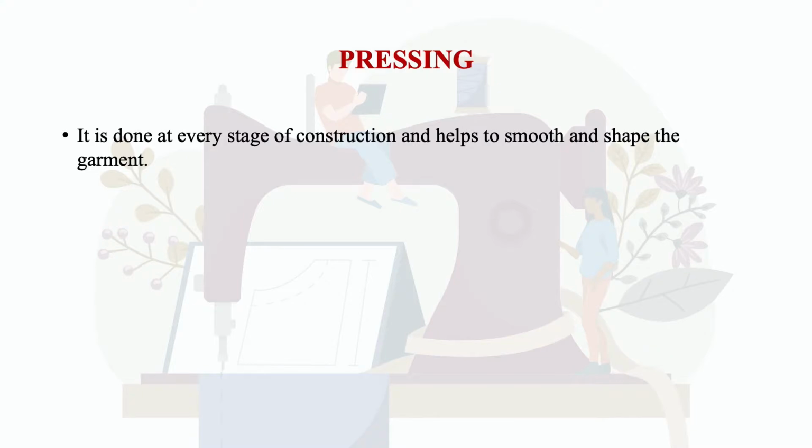Let's start with the topic, and first we will discuss pressing. What do you mean by pressing? It is done at every stage of construction of a garment, and it helps to smooth and shape the garment. When we are constructing a garment, it is very important that the fabric we are using, before construction and when the garment is ready, should be in a smooth structure, without any wrinkles or creases. So it is done at every stage of construction, and it helps to smooth and shape the garment.